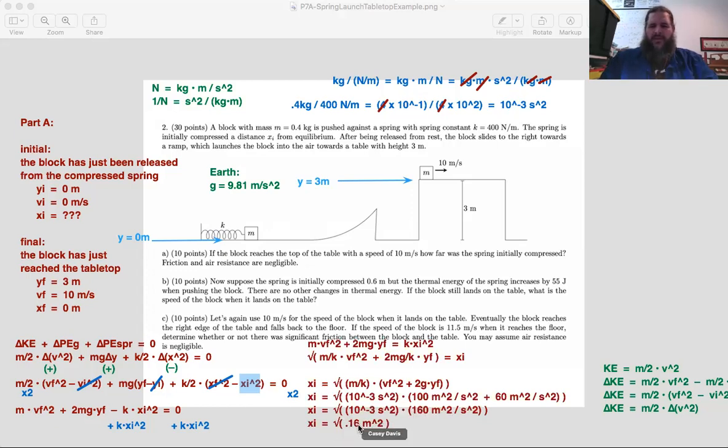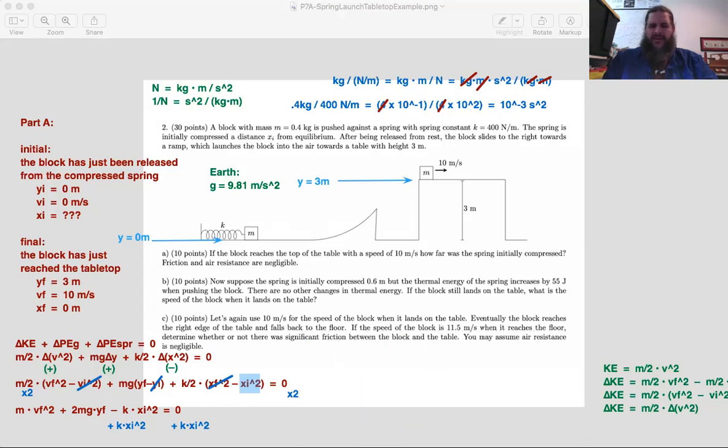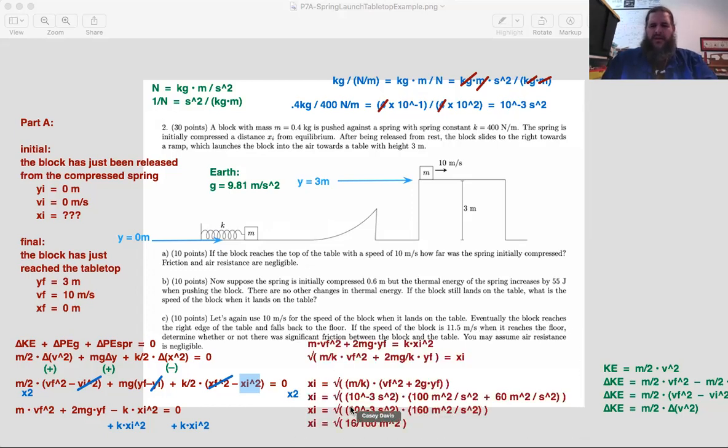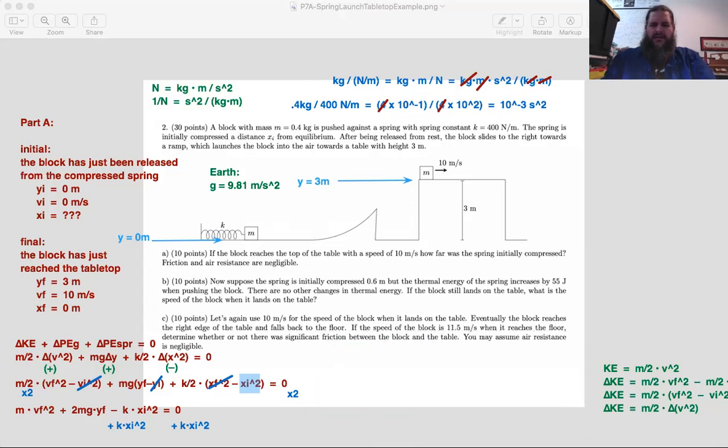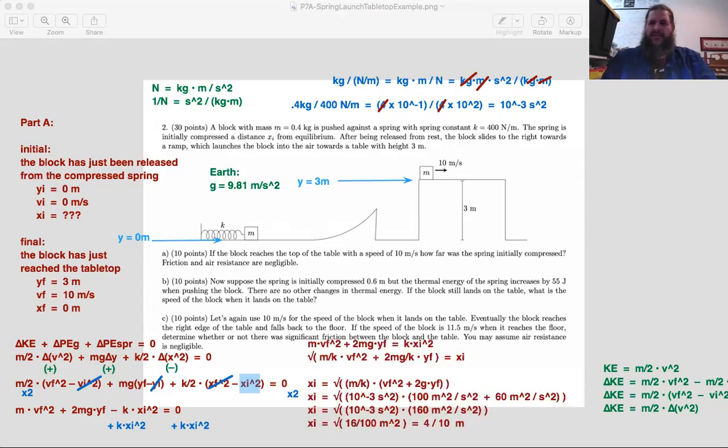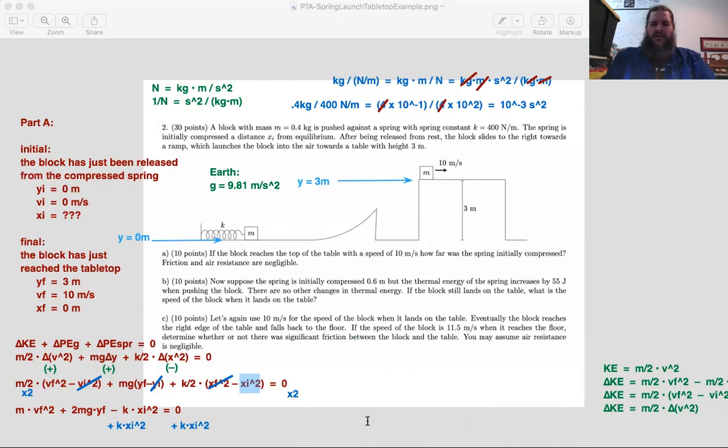So the square root of 0.16, that might actually be easier to write as a fraction. If we write that as 16 over 100, the square root of 16 is 4, the square root of 100 is 10. So we just get 4 over 10. And then the square root of meters squared would be meters. So 4/10 of a meter, or 40 centimeters. That would tell us we need to compress the spring 40 centimeters in order to make this happen.